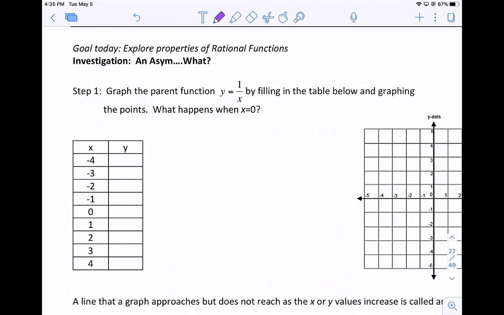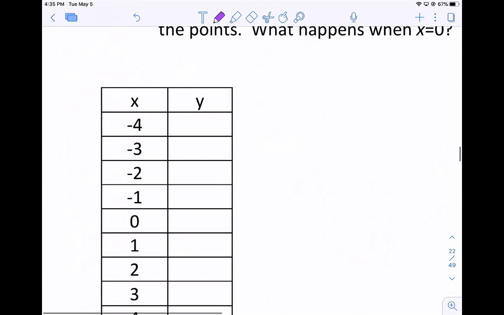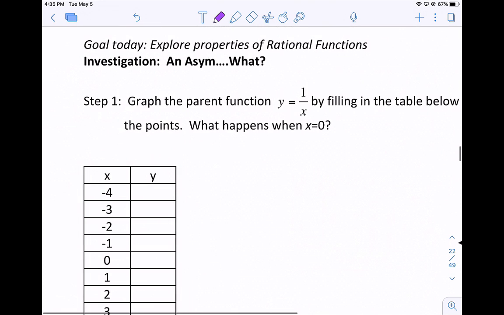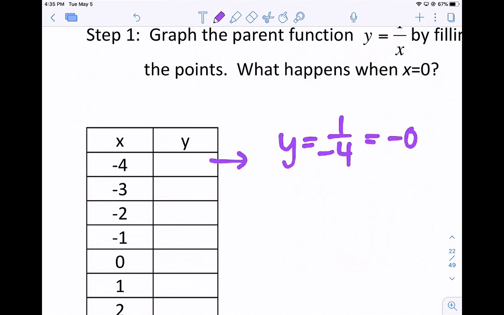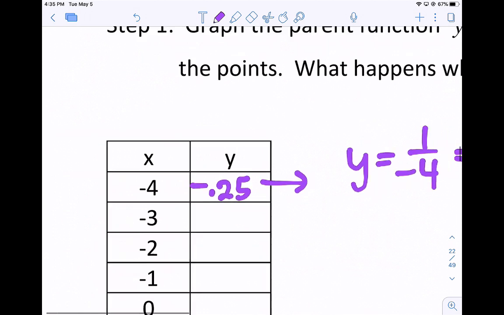So step 1, can you graph the parent function y = 1/x by filling in the table below and graphing the points? What happens when x equals 0? Okay, so let's graph this. I've made a table and picked the x values, so all that's left is to plug it into your function and then get the y value. So the first one, we'd have y equals 1 over negative 4, which is negative 0.25. So let's write that right here, negative 0.25.